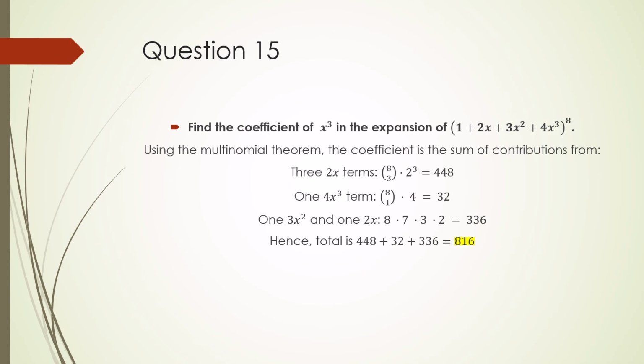Now, by adding these three numbers up, we find the total contribution is equal to 448 plus 32 plus 336, which is equal to 816.